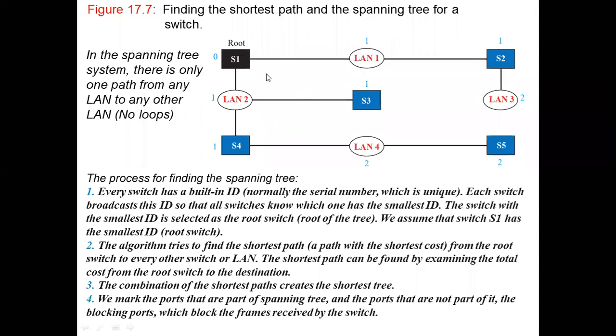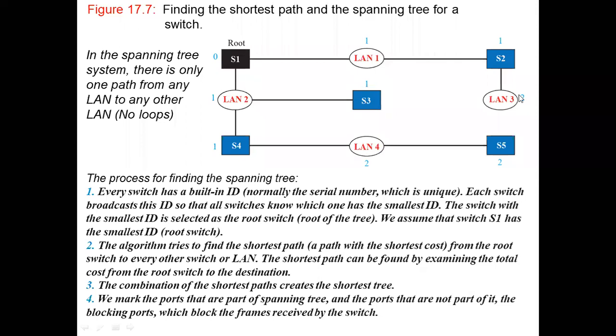You can observe here, if you consider the communication from one switch or from one LAN, say from LAN 1 to LAN 4, there is only one path, that is through LAN 1, switch 1, LAN 2, switch 4, LAN 4, right? Or if you want to communicate from LAN 1 to LAN 3, again there is only one path in this case. So this is how you are going to find out the cost. Based on the cost, you are going to find the shortest path.